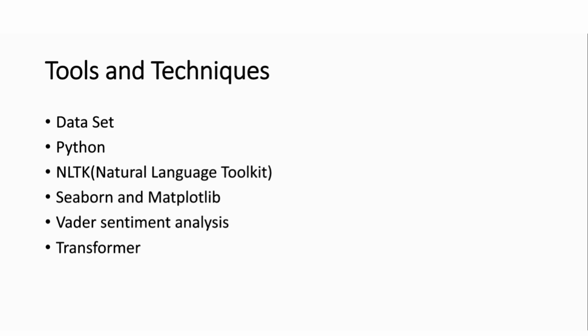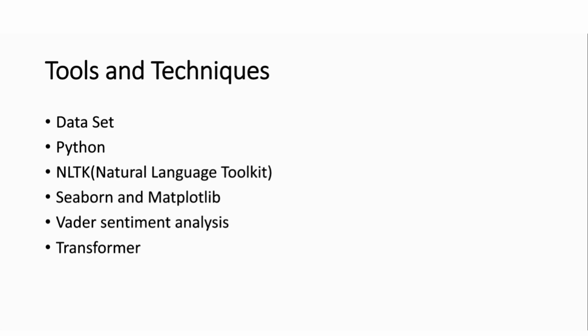And next one is NLTK, the Natural Language Toolkit. It is a powerful library in Python for natural language processing. It was used in this project for tokenization, named entity recognition, and sentiment analysis. And the next tools are Seaborn and Matplotlib. These are Python visualization libraries that were used to create different types of graphs and charts to visualize the results.